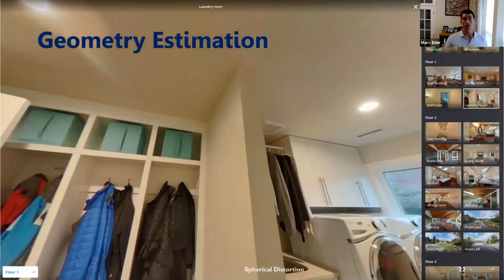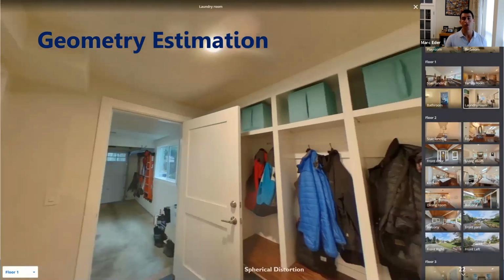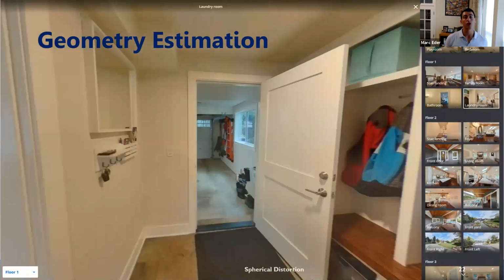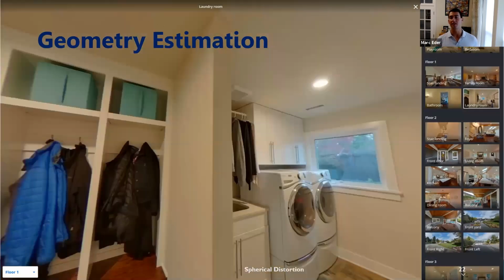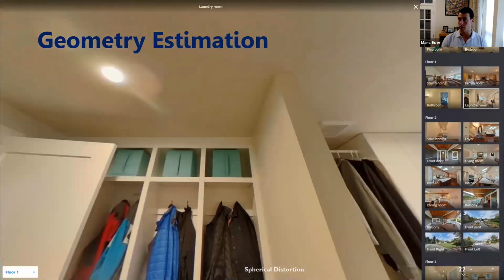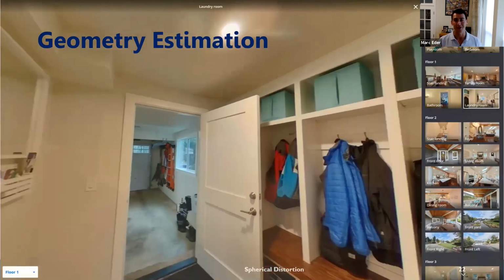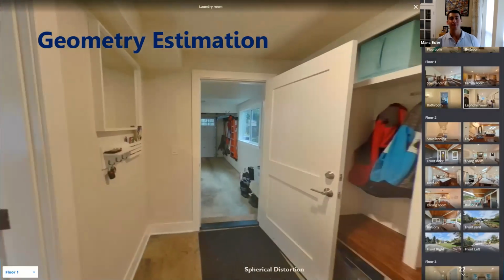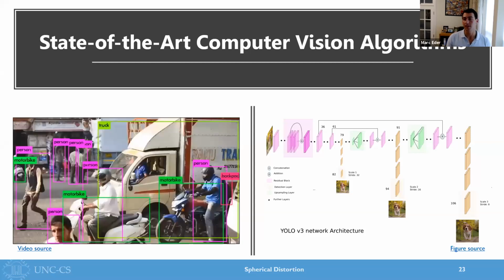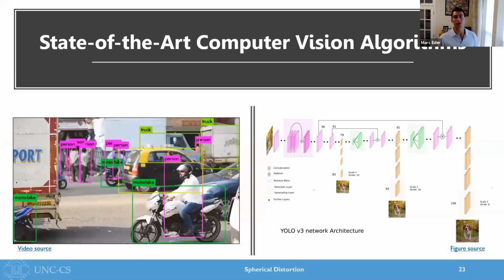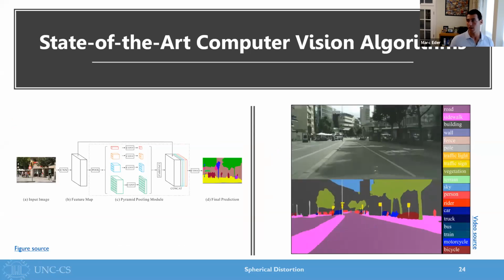Now for virtual tours, something like Zillow's 3D Home, we want the user experience to feel natural. This means we need to have a good estimate of the underlying 3D geometry of the scene. Otherwise, we get dizzying effects like you see with the walls and the door here. This is what happens when you have planar objects that are projected onto the surface of a sphere. So currently, many of these tasks are achieved using revolutionary state-of-the-art computer vision algorithms called convolutional neural networks, like you see here.